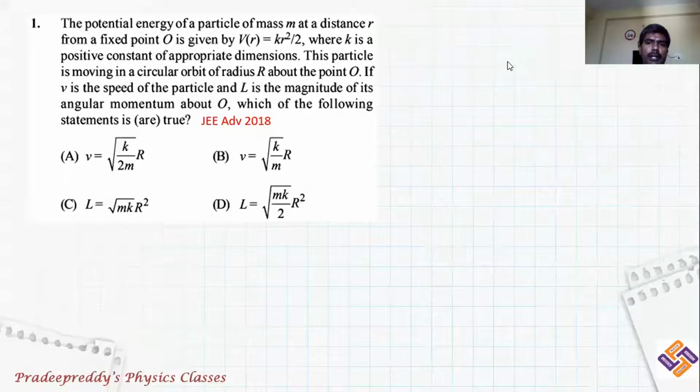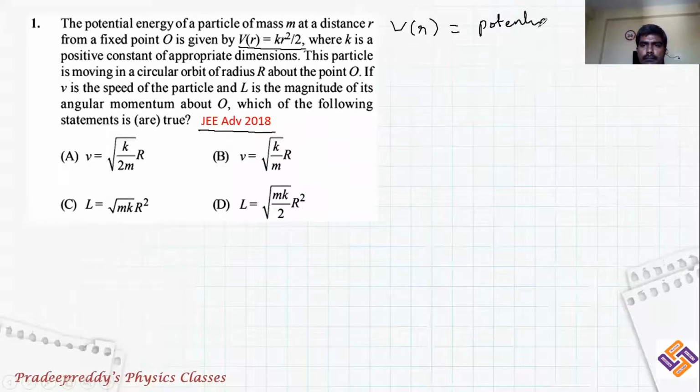The important model. See, check it out. This question is JEE Advanced 2018. It has been asked in the 2018 JEE Advanced exam. The potential energy of a particle of mass m at a distance r from a fixed point O is given by this equation. So what is this V of R? V of R is equal to potential energy. First, you should write down all the dimensions which are involved over here so that the solution becomes very simple.